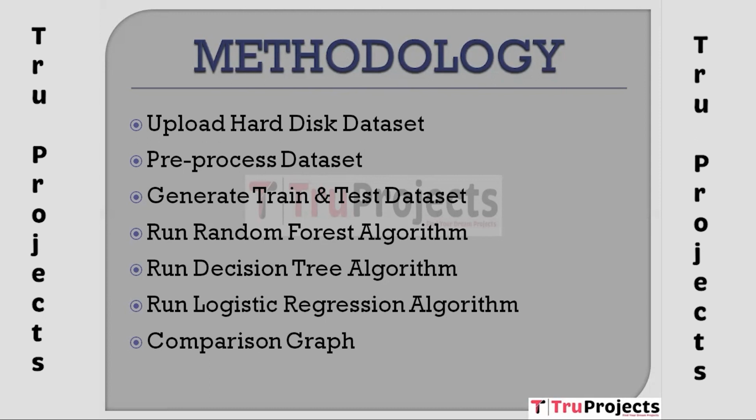Then fourth module, that is random forest algorithm. Using this module, we will train the random forest algorithm with the above dataset and then calculate the accuracy. Fifth module, run decision tree algorithm. Using this module, we will train the decision tree algorithm with the above dataset and then calculate accuracy. Sixth module, run logistic regression algorithm. Using this module, we will train the logistic regression algorithm with the above dataset and then calculate accuracy.